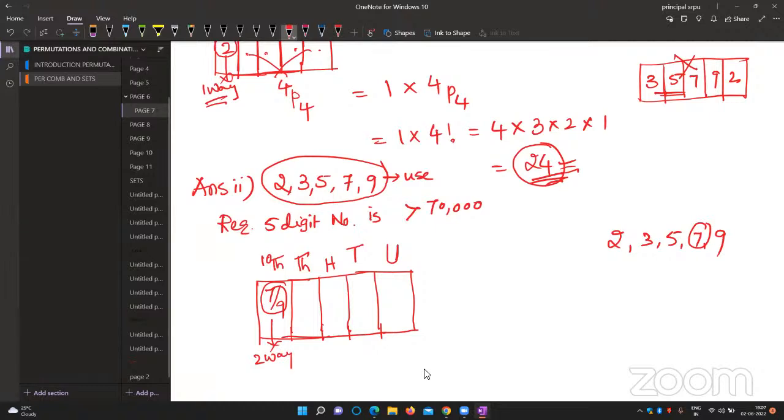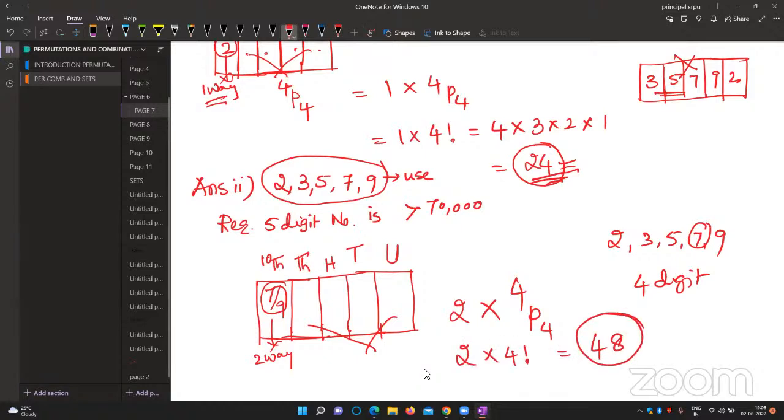That means one number is fixed. Any one number has gone, either 7 or 9. That means we are left with 4 digits. Out of 4, we have to arrange the remaining 4. So 2 into 4 factorial, which is 48. 48 is the answer.